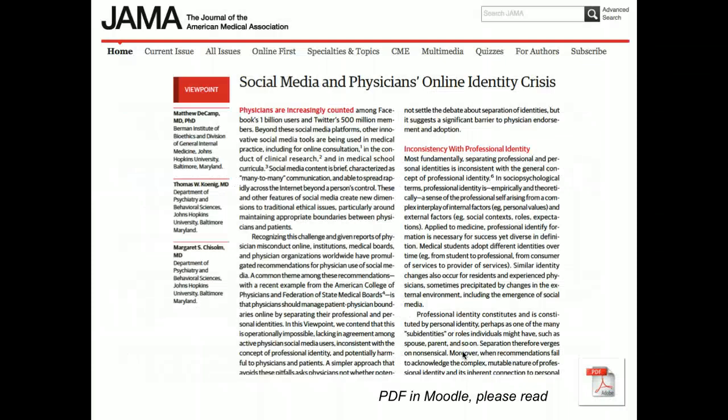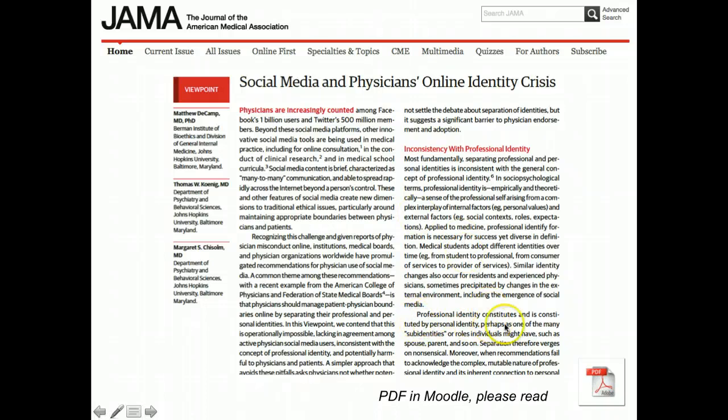There's another PDF here available on Moodle. And I like this for a couple of reasons, but the title jumps up and grabs you. Social media and physicians' online identity crisis. And really where it's coming from, physicians are increasingly counted among Facebook's 1 billion and 500 million Twitter users and so forth and so on.